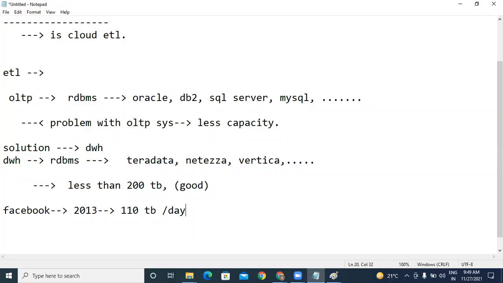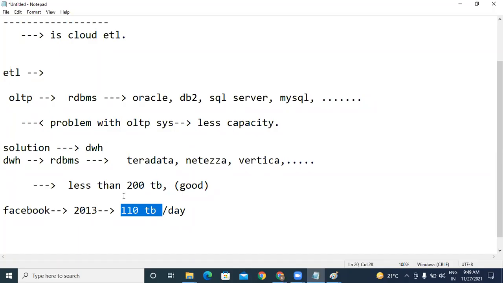Up to 200 terabytes, they feel very high, very heavy. But yes, sir. Facebook is using the Hadoop system, right? No. Just forget about Hadoop and remain in pencil. Please just try to answer me. 110 terabytes, 110 terabytes per day.